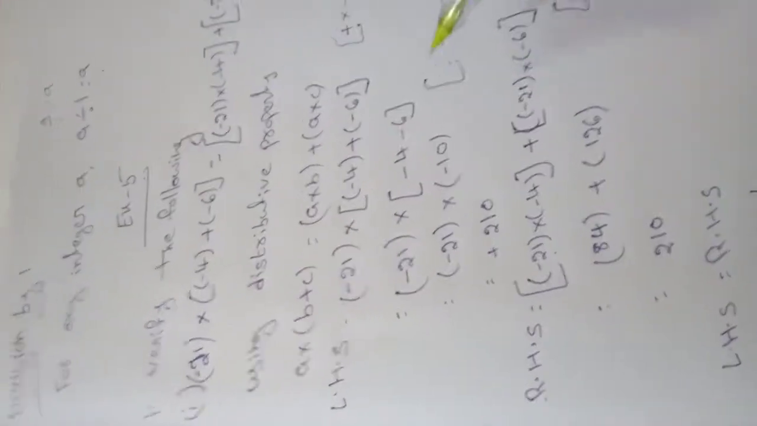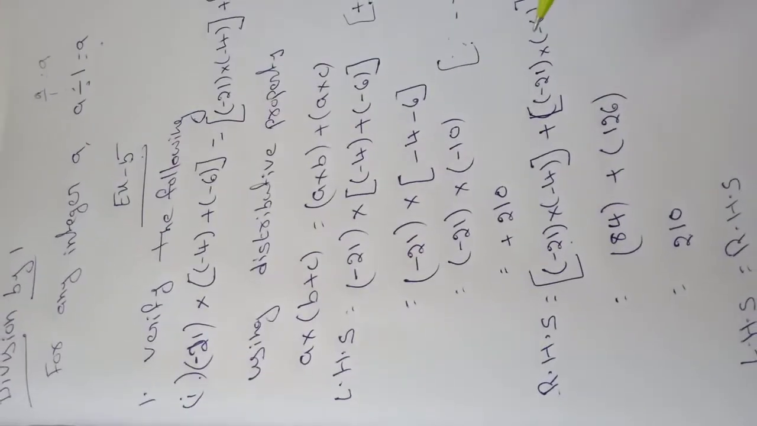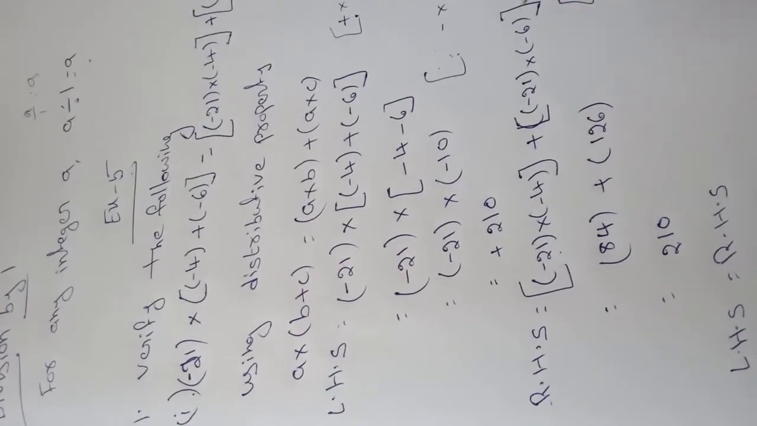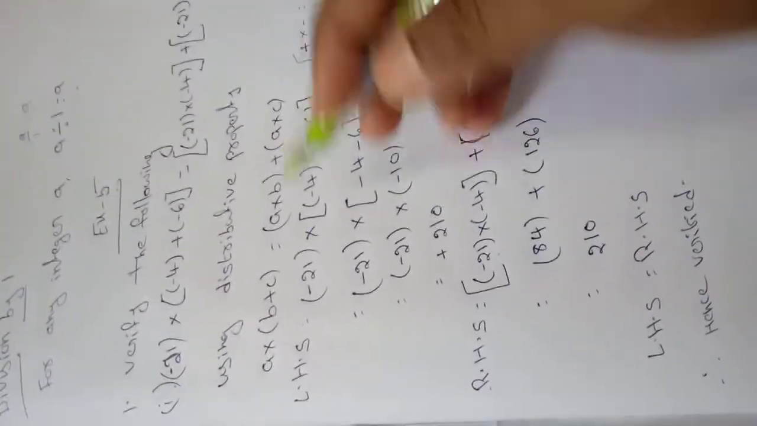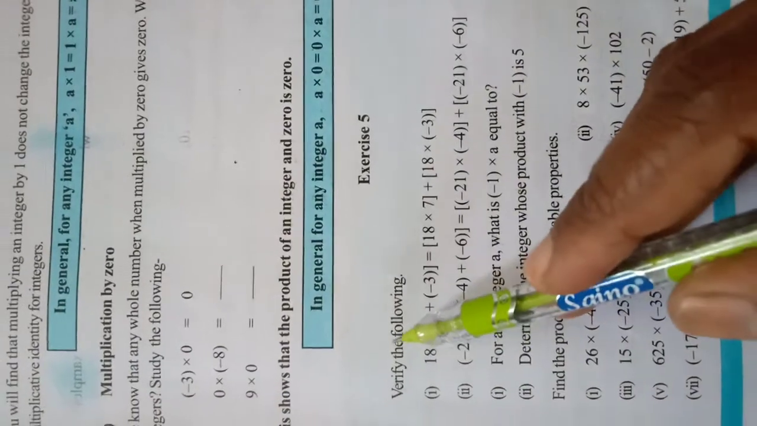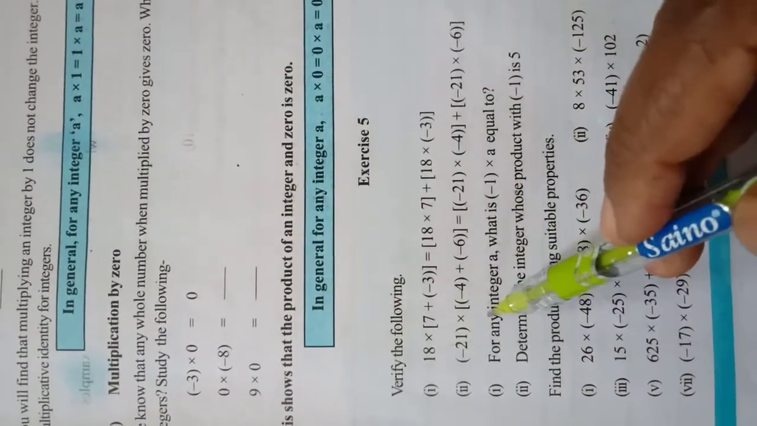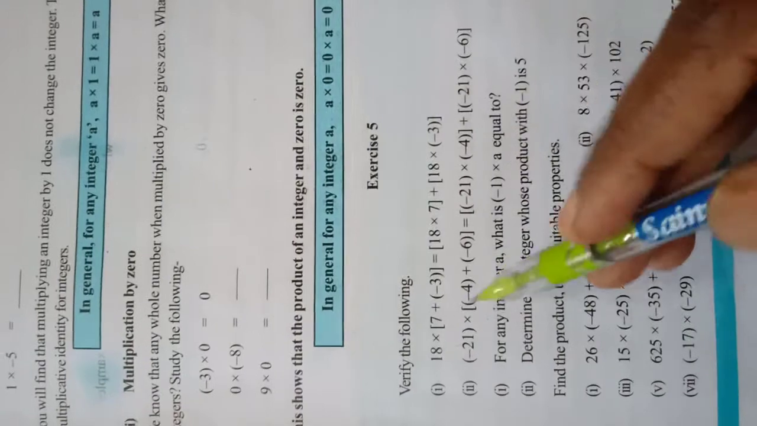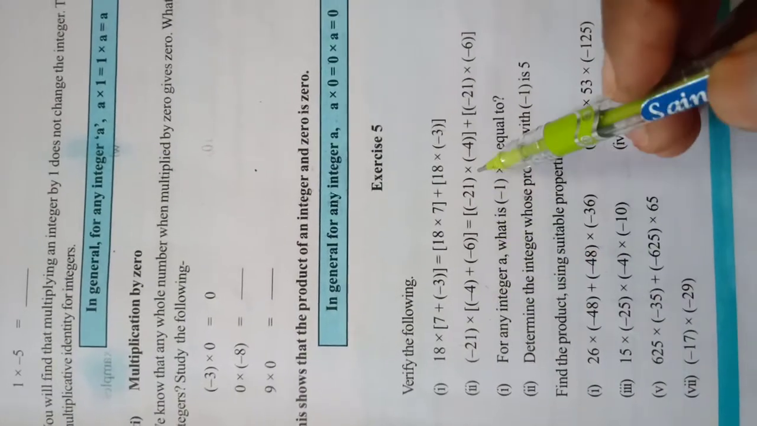And the next one is Exercise 5. The first bit is: verify the following. Here, 2 questions will be there, and I will explain one question for you. In Exercise 5, the first bit has verification questions 1 and 2. These 2 questions we should verify. So I am explaining the second question for you.